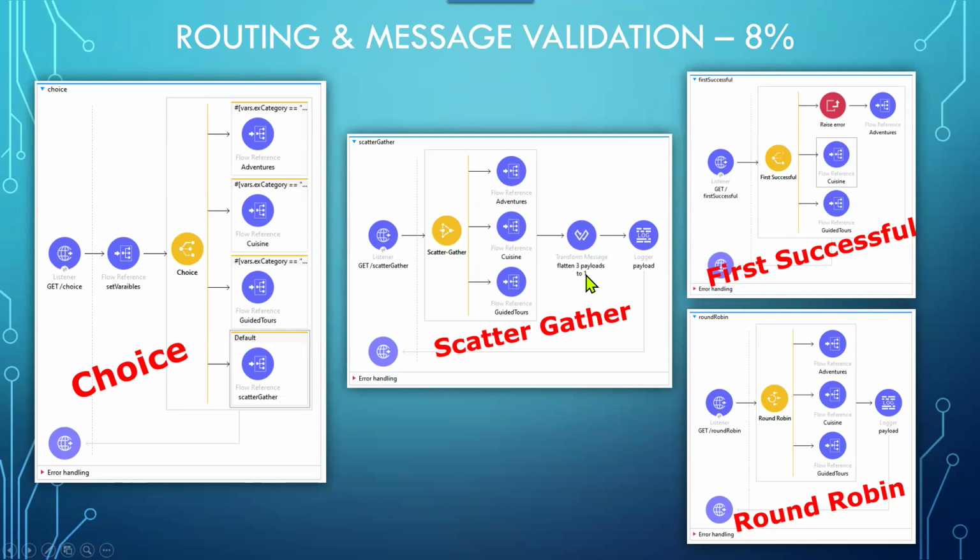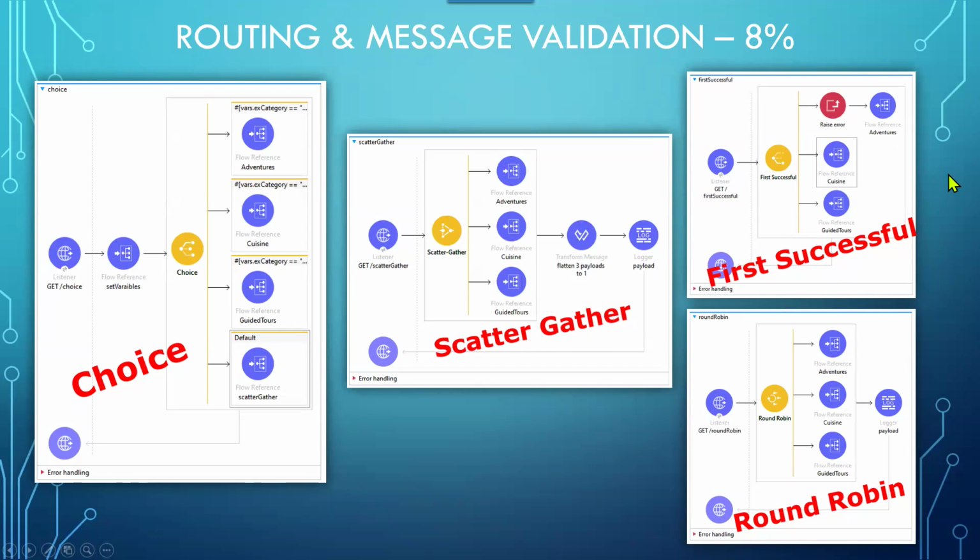And in our case, we want just one payload. If you did not do any kind of transformation here on your 3 separate payloads and you tried to send that back to your HTTP listener, you would get an error. So this combines those 3 payloads into one.